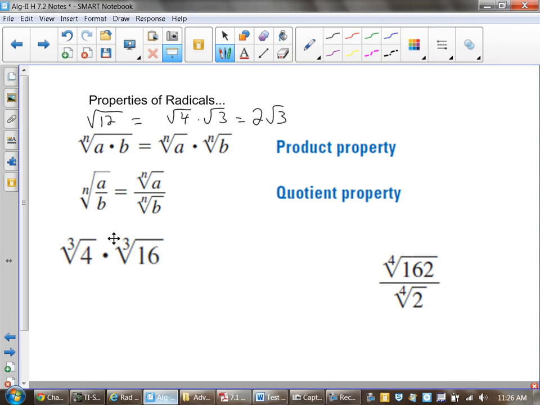Add the cube root of 4 times the cube root of 16. I can't do anything right off the bat here, can I? Or can I? Do I have the same nth root? Yeah. Okay, so what's 4 times 16? 64. So that's the same thing here as the cube root of 64. What's the cube root of 64? 4.